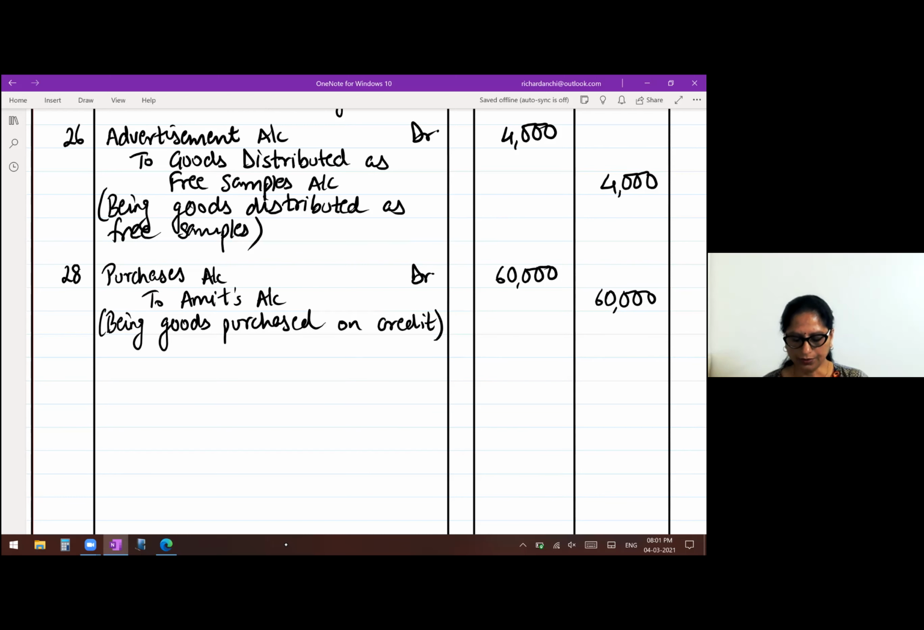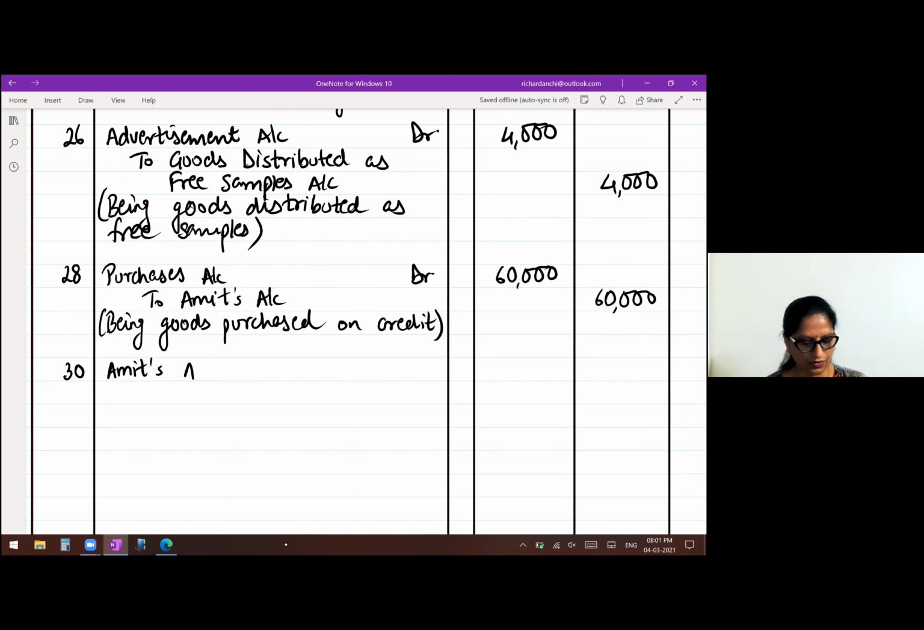Thirtieth, paid by ECS cash to Amit rupees 58,500, who allowed us discount of rupees 1,500. Now on 28th you are purchasing from Amit on credit and now you are paying to him. ECS is electronic clearing service. That means again it goes through the bank. So you have to use the term bank. Now you are paying to Amit. So entry here will be Amit's account debit.